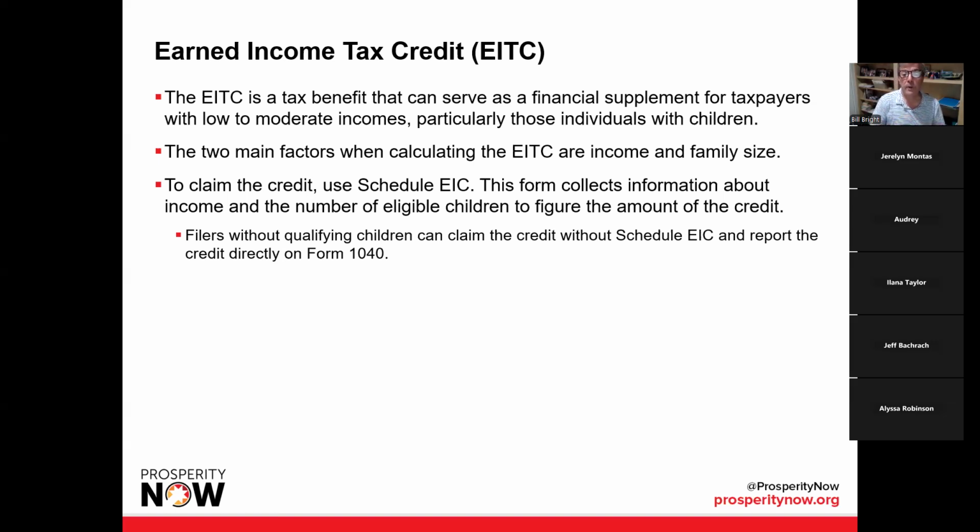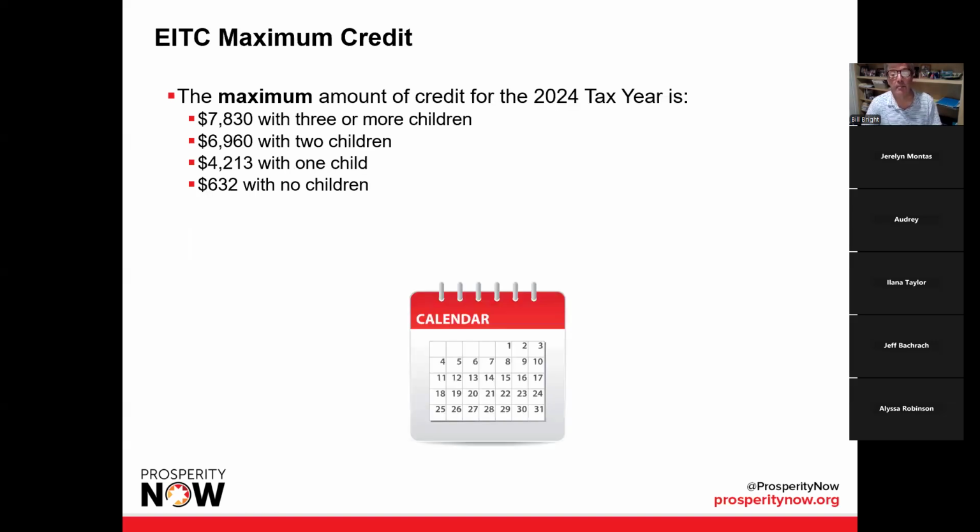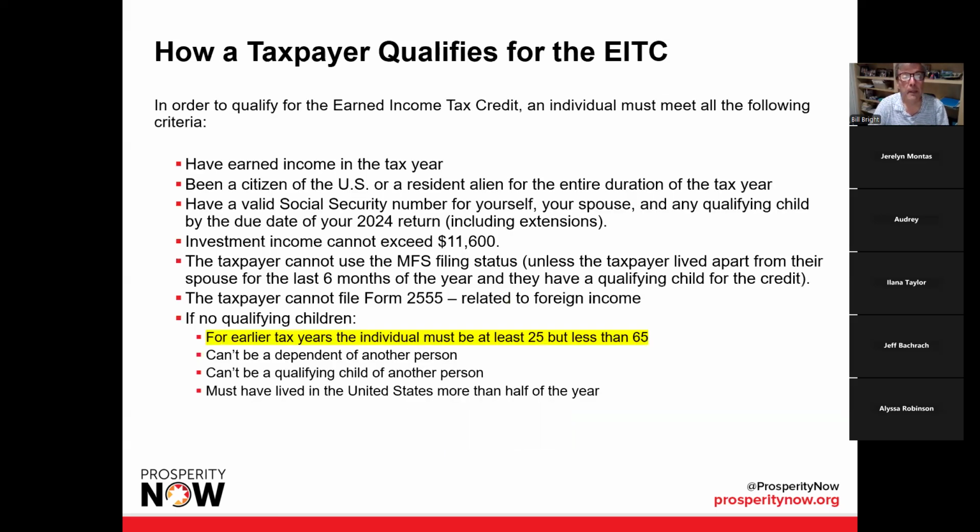Once you indicate that you're qualifying for the EIC, there will be a table to fill out some due diligence stuff, and it will indicate whether or not the children or the dependents are eligible. So these are the max credits for this year. If you're single with no children, it's $632, $4,213 with one child, $6,960 with two, and $7,830 with three.